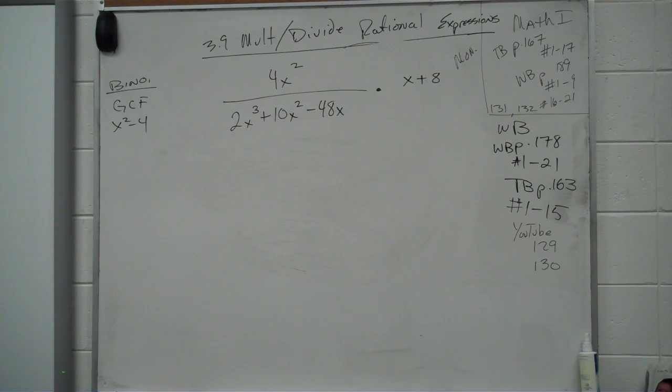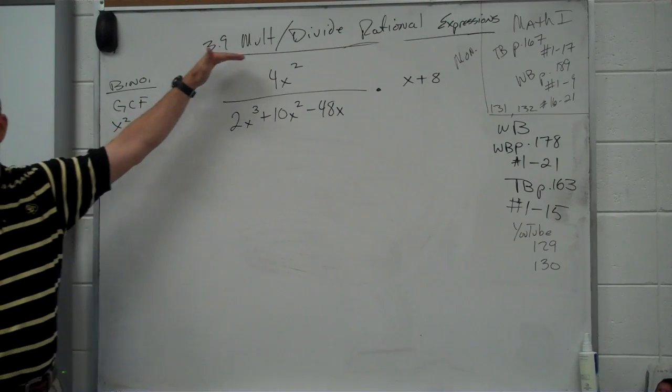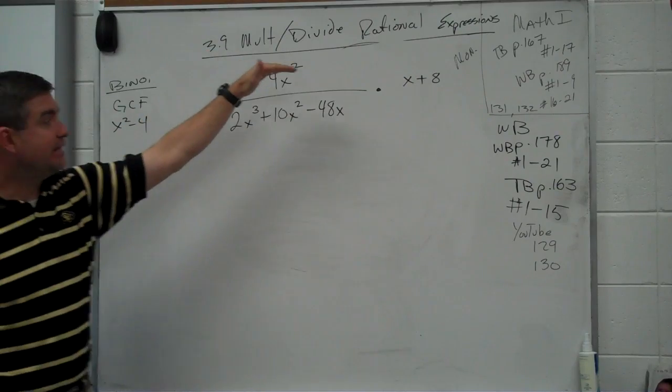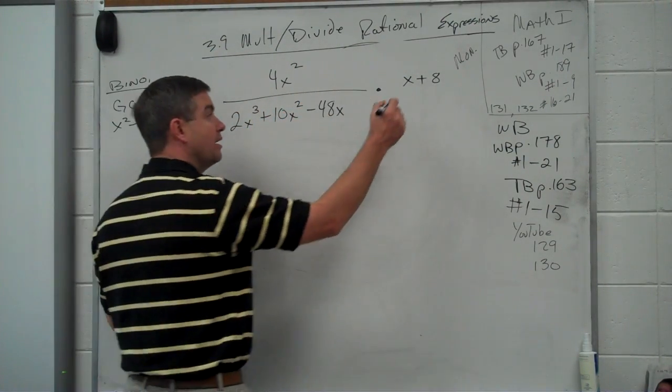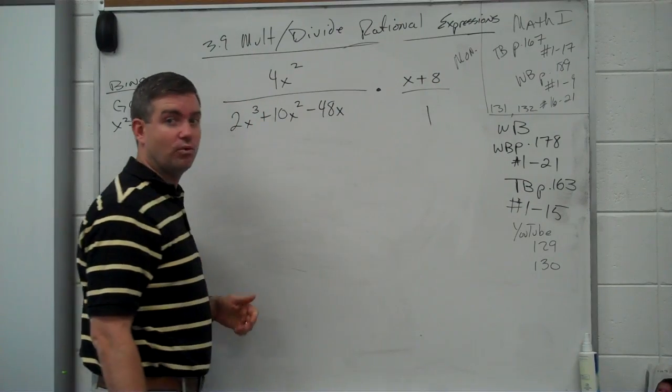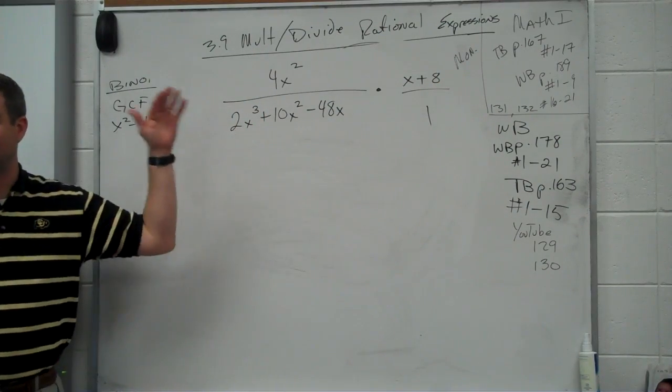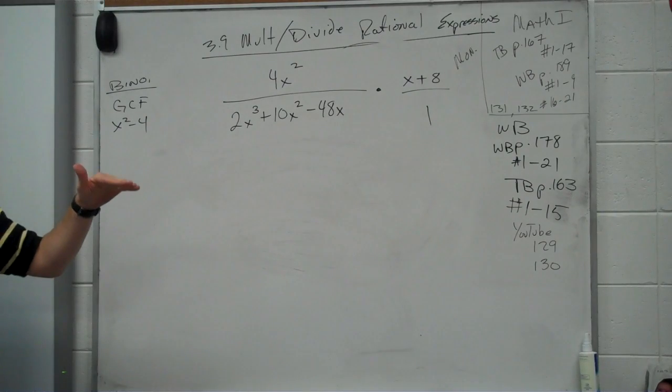This is as hard of a factoring problem as they're going to give you. Can I do anything with 4x squared? No. Can I do anything with x plus 8? No. Yeah, I could do something. It's a fraction. I could put it over 1 just to make life easier so that I see that there's a top and a bottom.